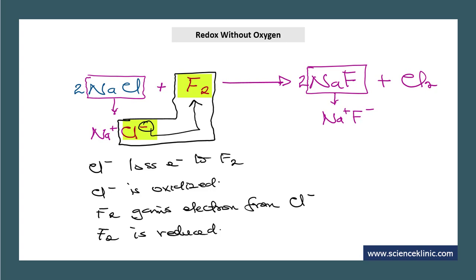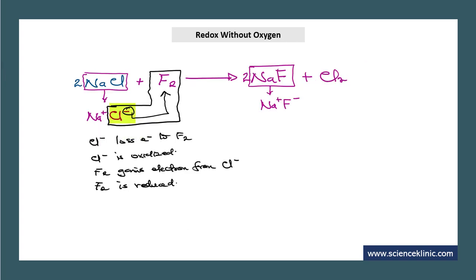So you can see that the oxidation and reduction happens only between the chloride ion that has previously gained electron from sodium ion to form sodium chloride, and fluorine molecule. So that electron that has been previously gained by chloride ion will be lost to fluorine molecule now in this reaction, and the product will be sodium fluoride and chlorine molecule.